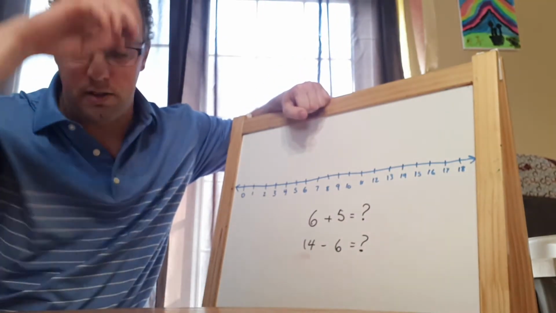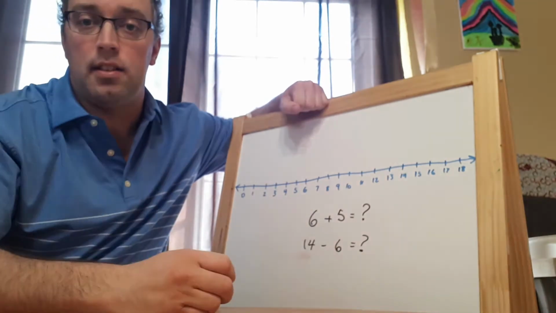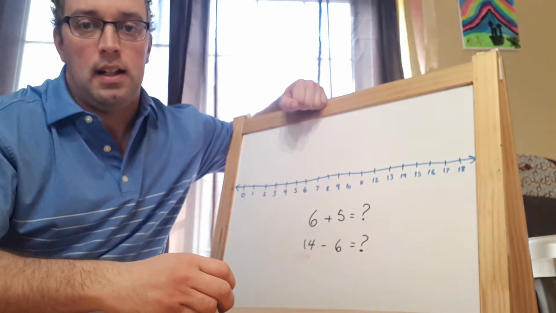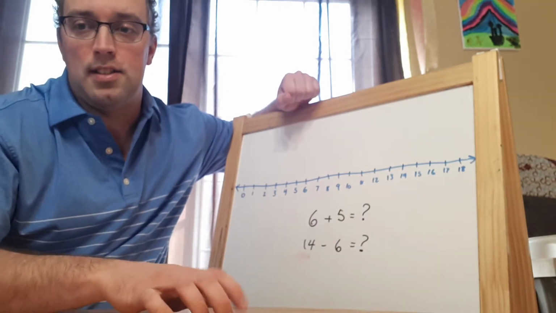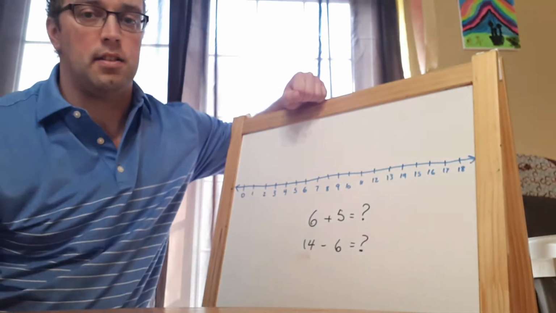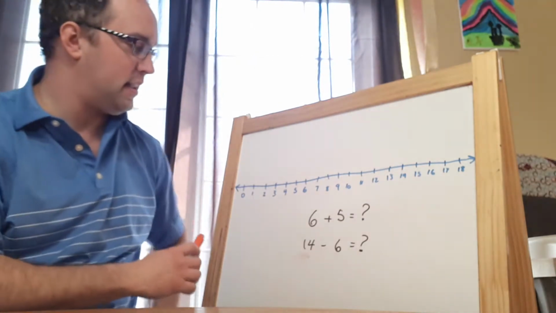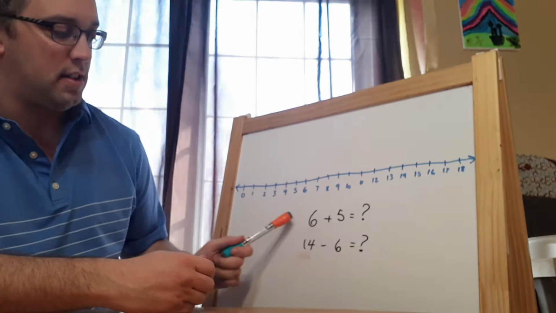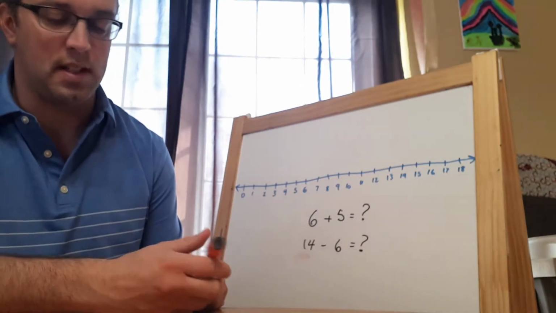Anyways, so I have two questions here, and we're going to answer them on this number line. After these two questions, we're going to answer an addition and subtraction question on an open number line. And those will be 2-digit and 3-digit questions. All right, so first one, I have my number line here. It's from 0 all the way up to 18. And my first question will be 6 plus 5 equals something.